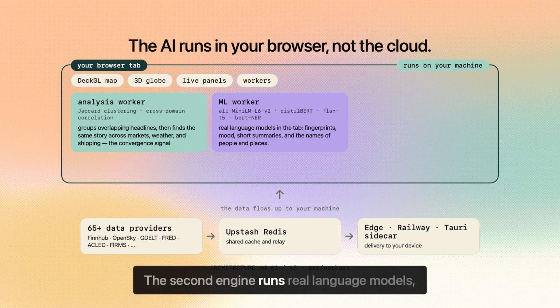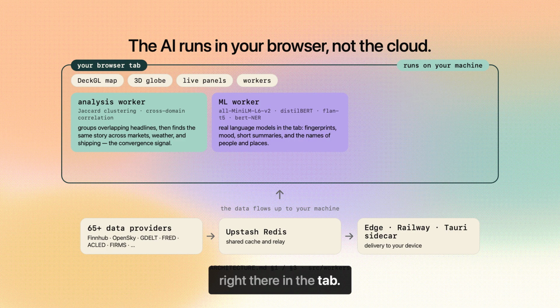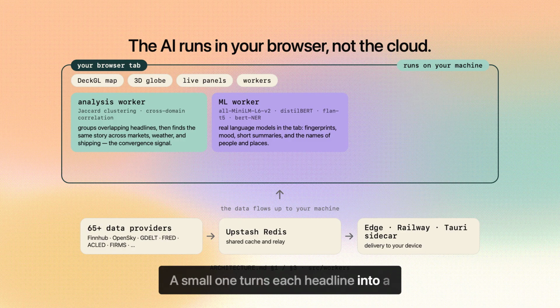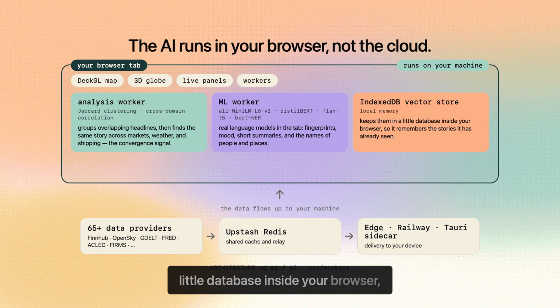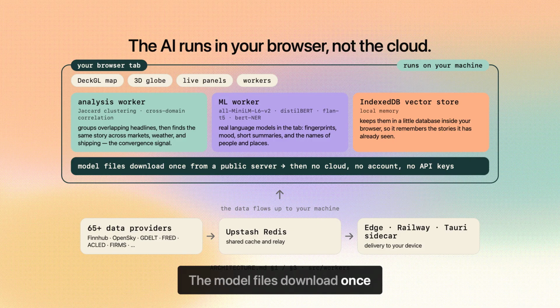The second engine runs real language models right there in the tab. A small one turns each headline into a fingerprint it can compare. Others read the mood, write short summaries, and pull out the names of people and places. It keeps them in a little database inside your browser so it remembers the stories it's already seen. The model files download once from a public server, then everything runs on your machine.